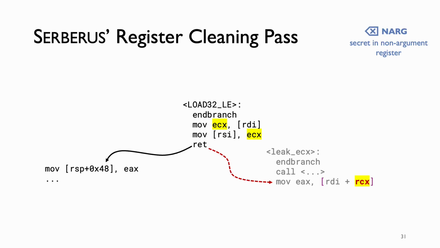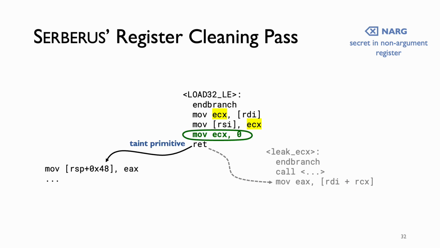The register cleaning pass is what eliminates the taint primitive we identified earlier in load 32. This pass zeroes out the secret in register RCX before return, thereby eliminating the NR taint primitive and therefore any leaks associated with it.